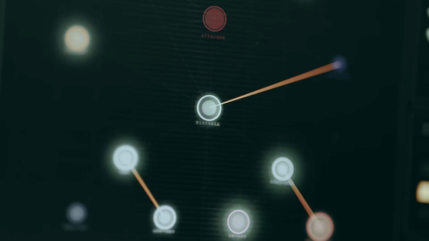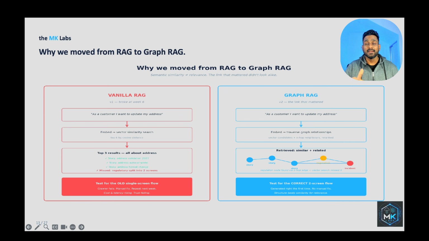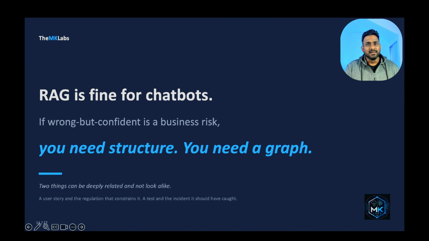GraphRAG changes retrieval from "find similar text" to "follow relationships that encode meaning." That means you can pull context that's deeply related, even if it is semantically distant. This is the difference between a chatbot pattern and a production risk pattern. And this slide is blunt for a reason, right? RAG is fine for chatbots. If the answer is wrong, you disappoint someone. If the answer is wrong but confident in a production workflow, you create business risk.